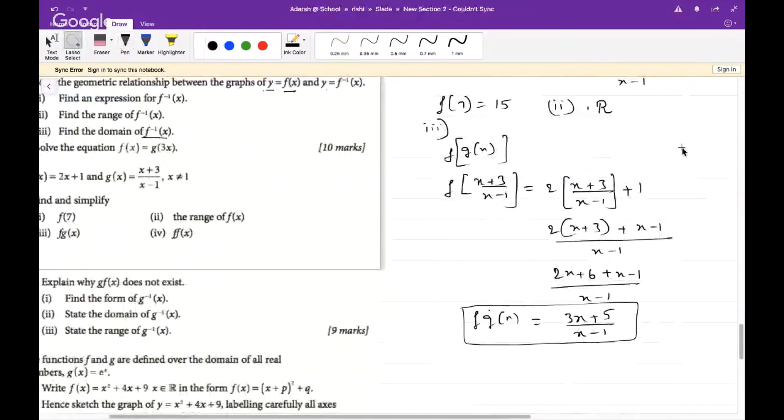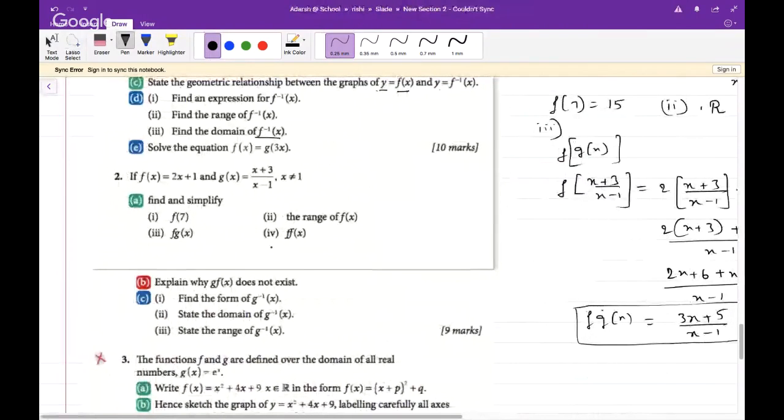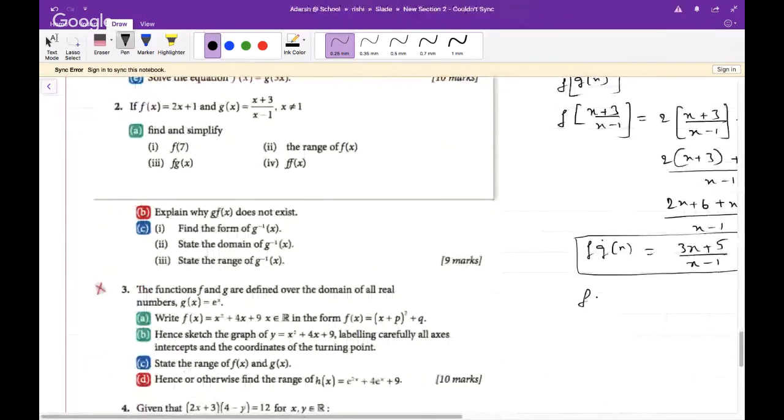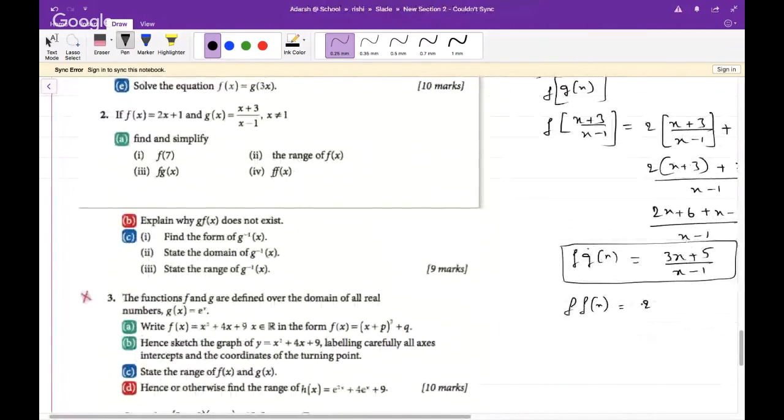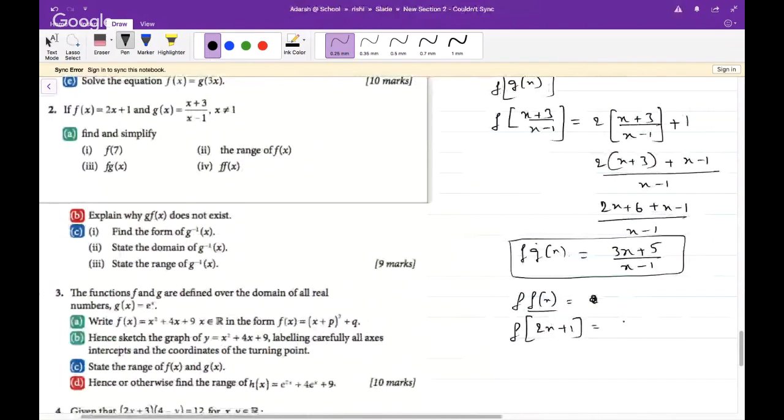So let it be. Next part. f of x. So f of x is 2x plus 1. So in place of the innermost function, you write 2x plus 1. Now f of x is 2x plus 1. In place of x, you have to write this entire thing. So 2 into 2x plus 1 plus 1. So you have 4x plus 2 plus 1, 4x plus 3.